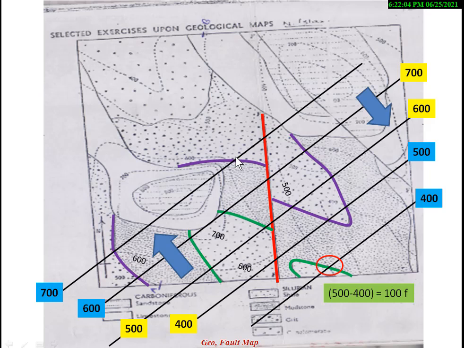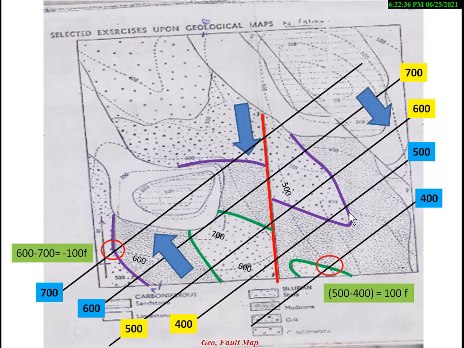It should be 700, but we found here it is 600. So 100 feet is deficit here. So this portion is down throw and this portion is up throw. So you may choose any bearing line from left to right side. Just follow this method. You may easily find out the throw, and for every bearing line the value is the same. Okay.